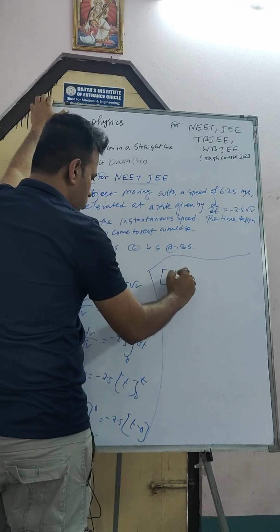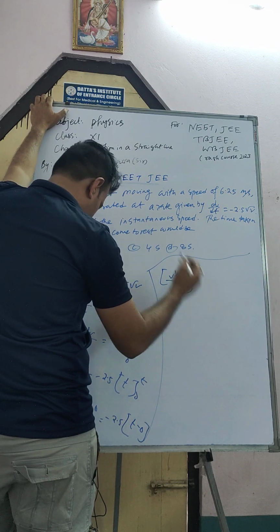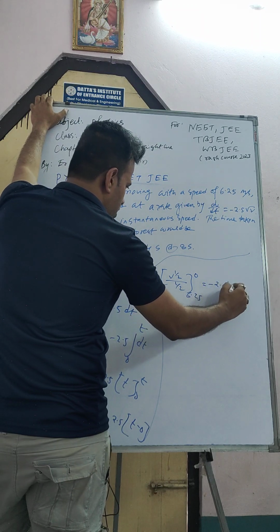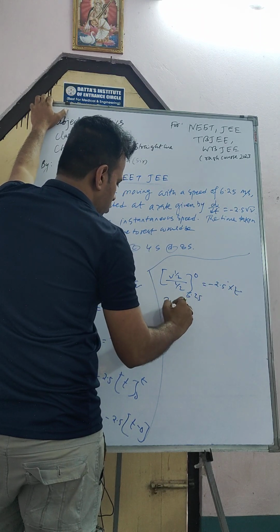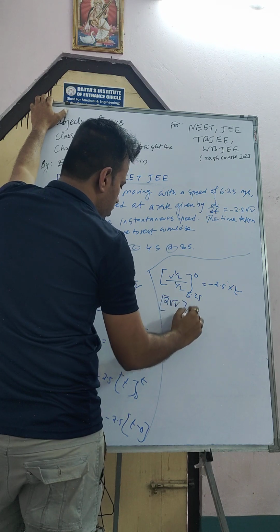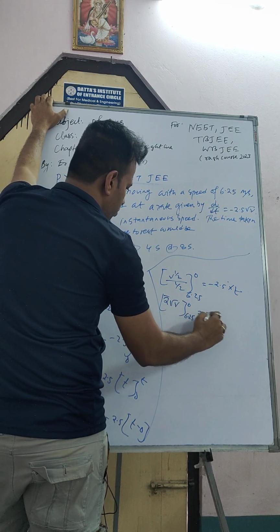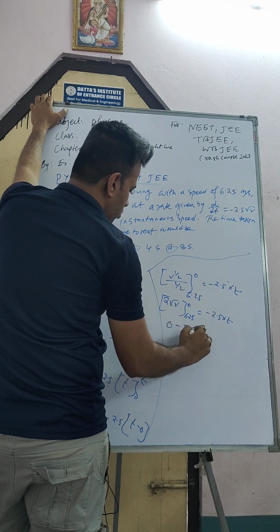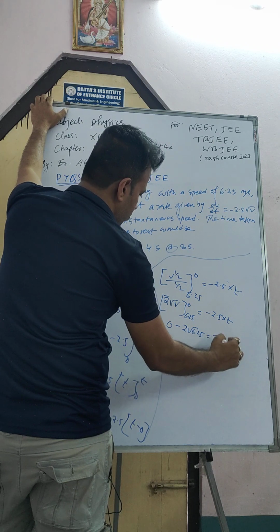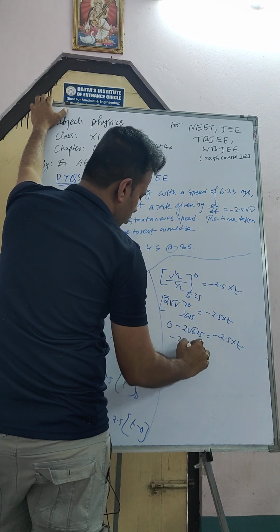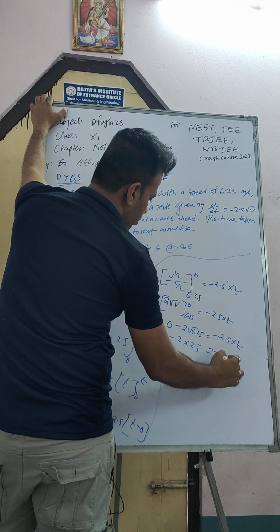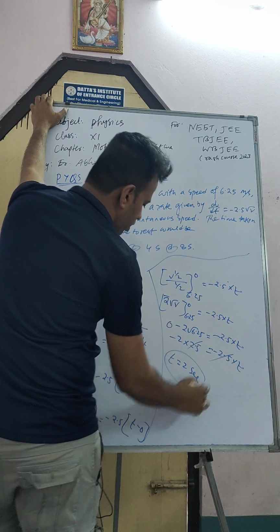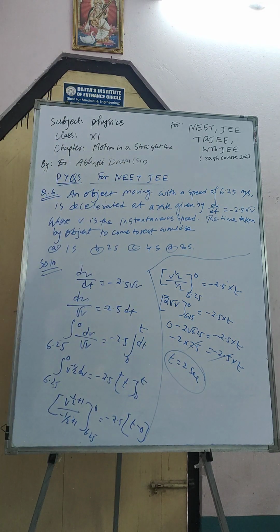So v to the power half by half, from 6.25 to 0, will be 2 root v. Putting the limits, 0 minus 2 root over 6.25 equals minus 2.5 into t. So minus 5 equal to minus 2.5 into t. So t equal to 2 seconds. So 2 seconds is the correct answer.